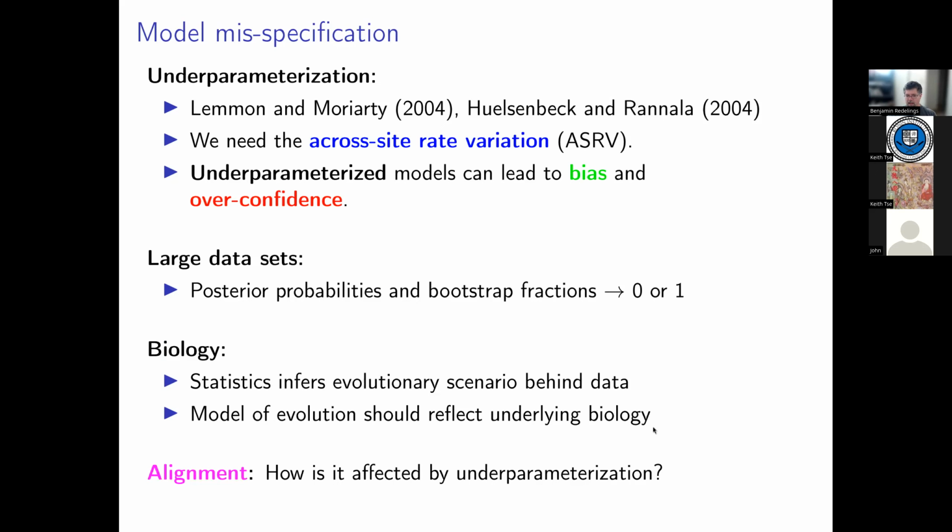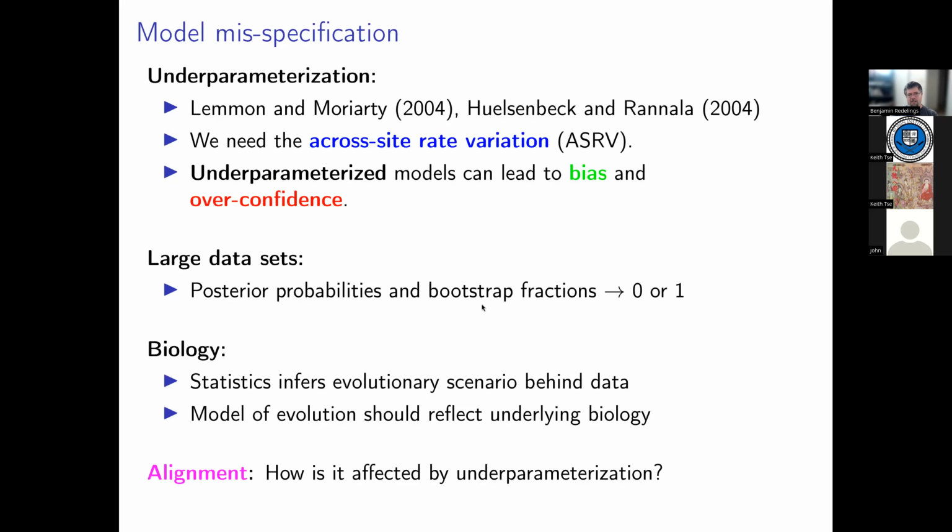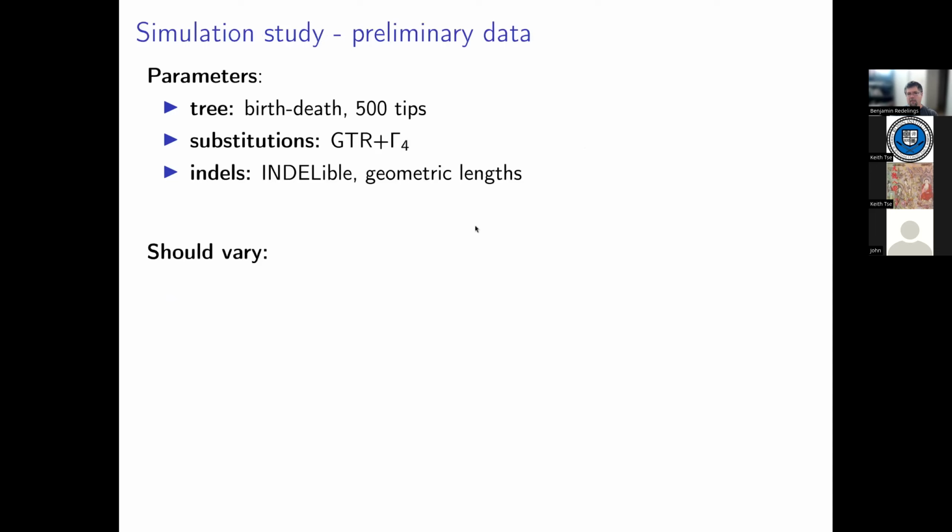Now, up to this point, people have generally considered the effect of under-parameterization only on the tree. They treat the alignment as something fixed and known because it wasn't possible to estimate the alignment in a high-quality statistical way. But now that we can estimate the alignment and the tree together, we can ask how it's affected by under-parameterization. So I'm in the process of doing a simulation study.